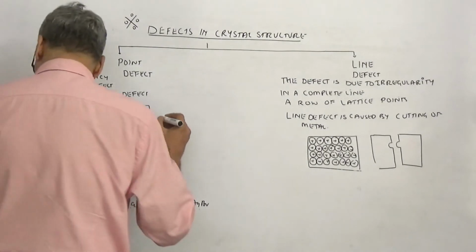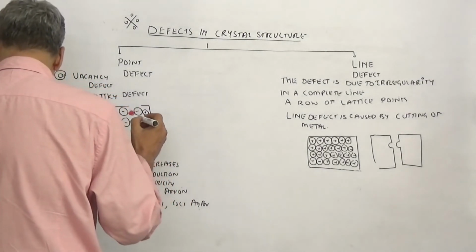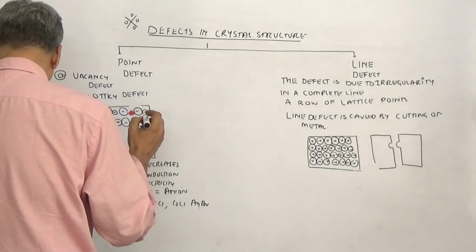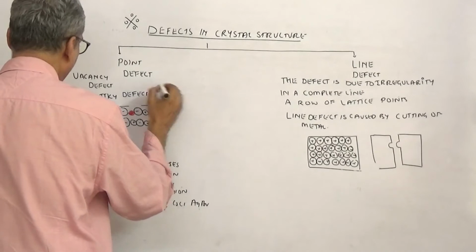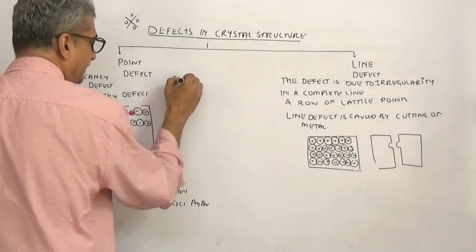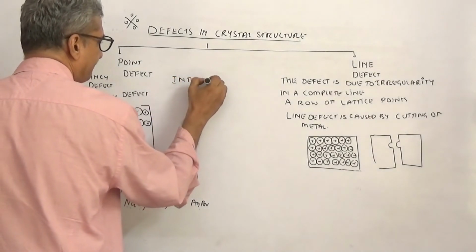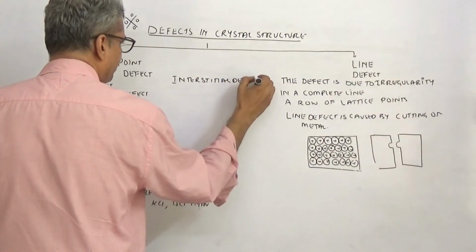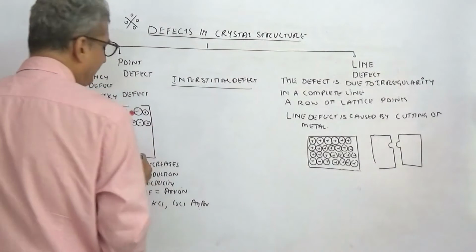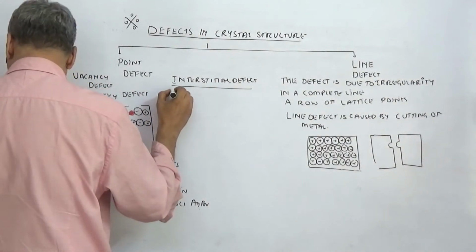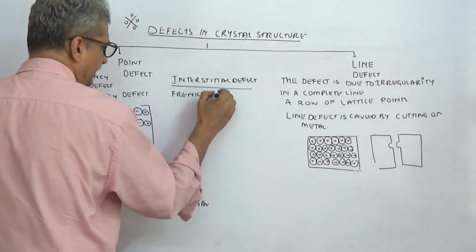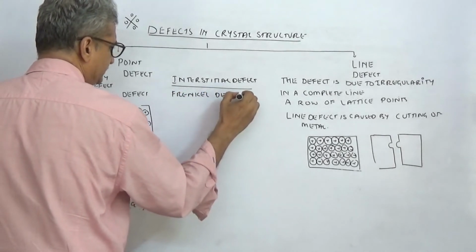Then we have what we call as the Frenkel defect, which is basically a vacancy defect. So the heading will be interstitial defect. Now what happens in case of this is called as Frenkel defect, Frenkel defect.